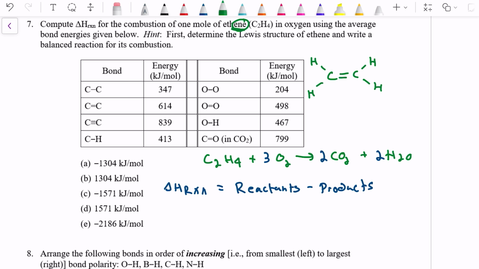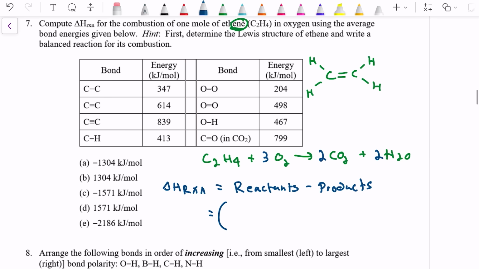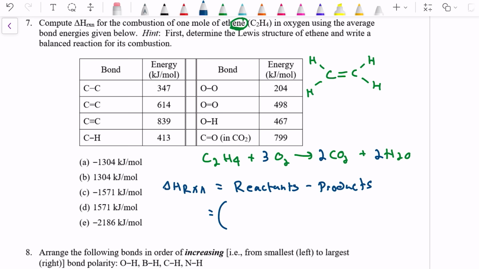So now let's do this equation. So this is going to equal, let's do our reactants first. Let's add up all the bond energies in C2H4. So we have one carbon-carbon double bond, which is going to be 614, and then we have 4 carbon-hydrogen single bonds. So let's do 4 times 413.